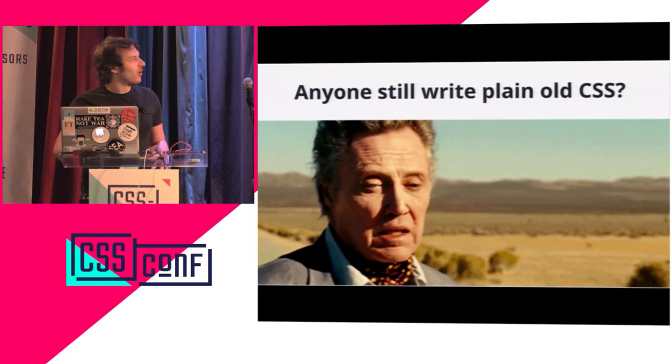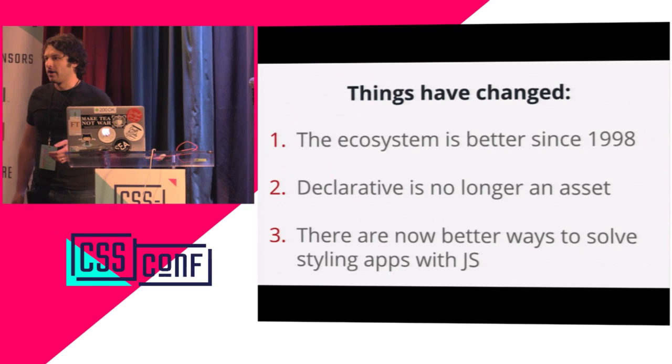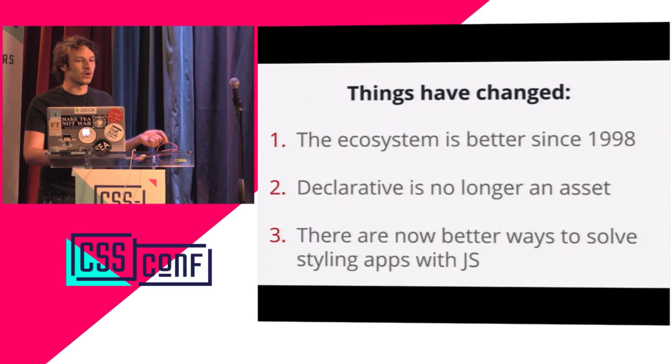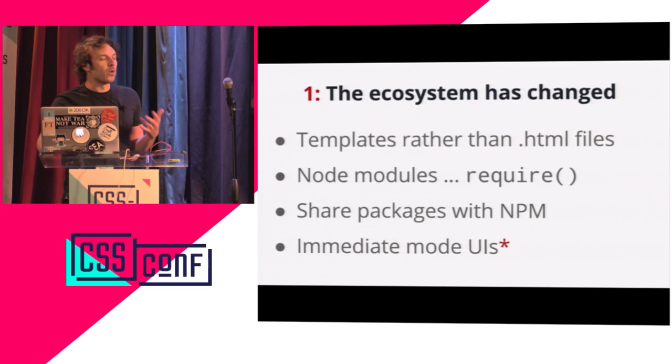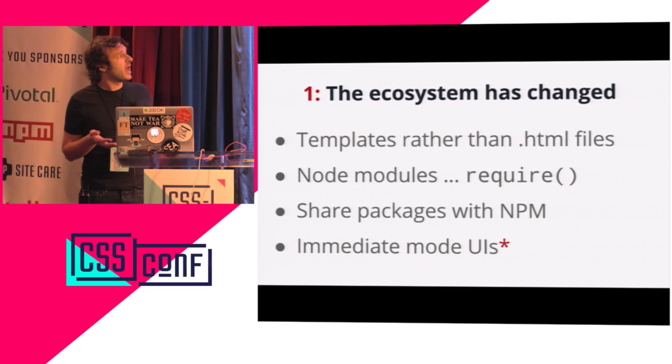So, okay. So things have changed since 1998. The ecosystem is way better. We do things differently. Declarative is not an asset anymore. Declarative is a liability. CSS is a liability, and that's really the core of what I'm here to say, and that there are now way better ways to solve things with JS. And the ecosystem has changed in the following ways. In 1998, we had a bunch of HTML files, and you had to go through them, and you had to change things by hand or script that if you wanted to change styles. It was an appropriate abstraction to have a declarative style sheet.